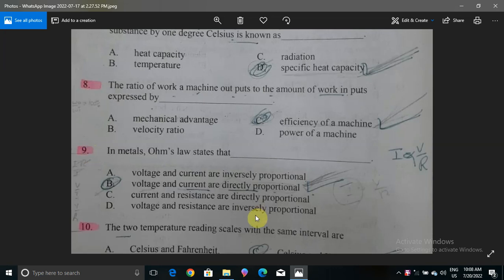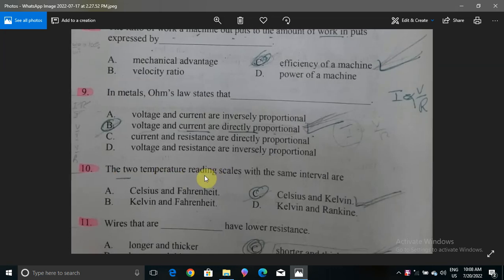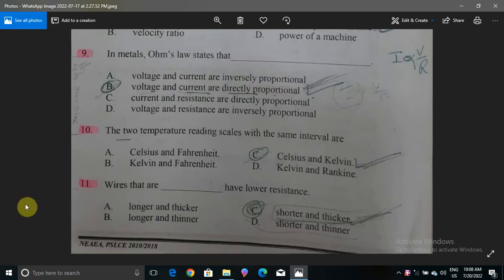Okay, now let's go for question number 10. The two temperature reading scales with the same interval are what? Celsius and Kelvin, right? Now question number 11. Wires that are dash have lower resistance. If wires have low resistance, that means they are shorter and thicker. So the correct answer for question number 11 will be choice C.